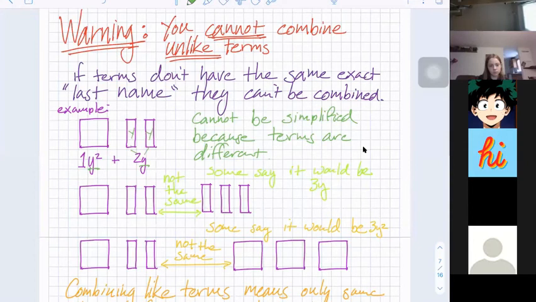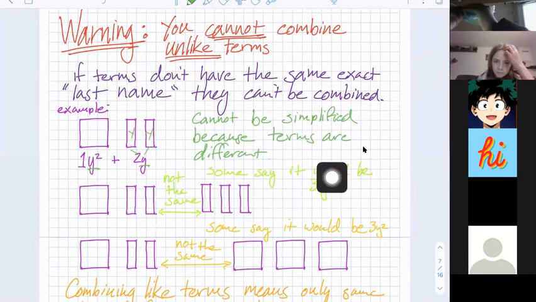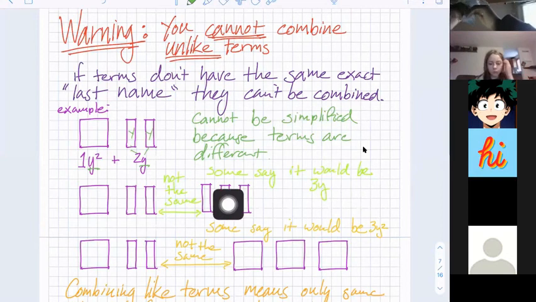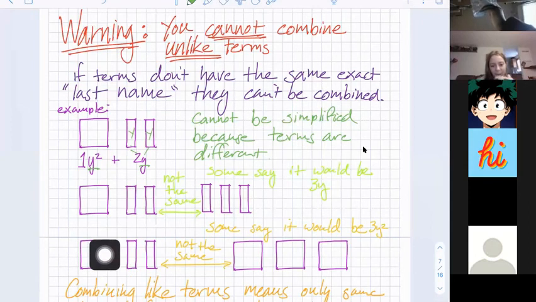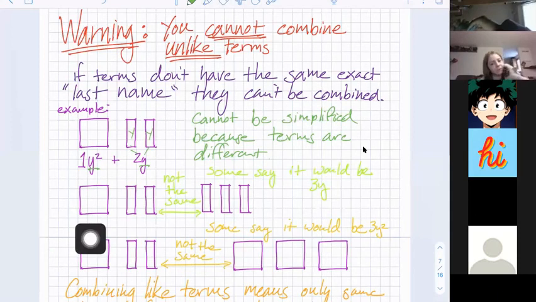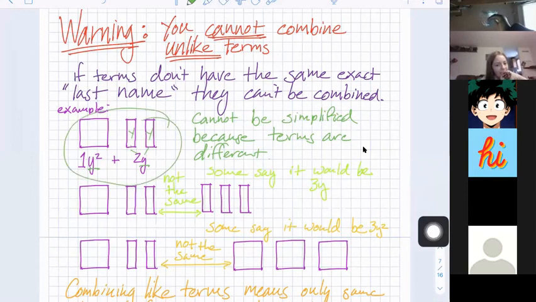A lot of students go, but I got to be able to do more. I got to be able to do more. You don't. You don't have to. A lot of students think that 1Y squared plus 2Y equals, they will tell me, well, that equals 3Y. This is what 3Y looks like. That is not the same as this. They are not the same. Or some students will say, oh, well, it equals 3Y squared. This is what 3Y squared looks like. This is not the same. So the only correct answer here is that one. 1Y squared plus 2Y, that's it.